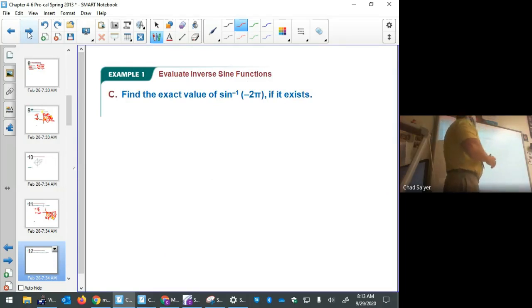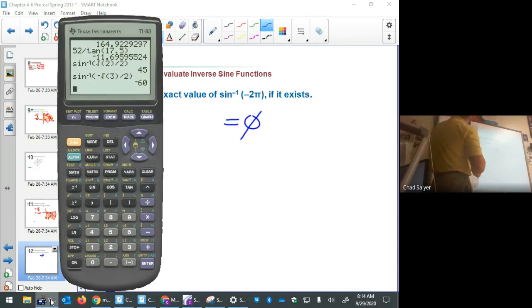So sine inverse of negative 2 pi. You're going to see one like this possibly on a quiz or a test, depending on which version I choose to use. Remember, the domain of the trig inverse functions is from negative 1 to 1. Is negative 2 pi between negative 1 and 1? No, this is going to throw a domain error. This has no solution. And your calculator will tell you that.